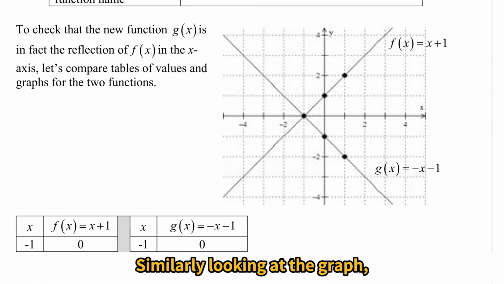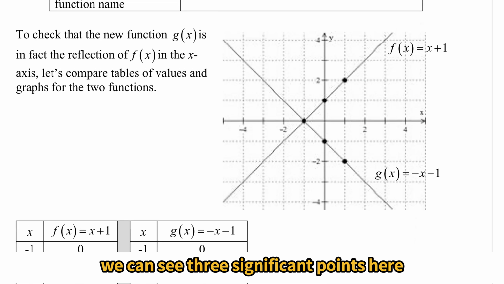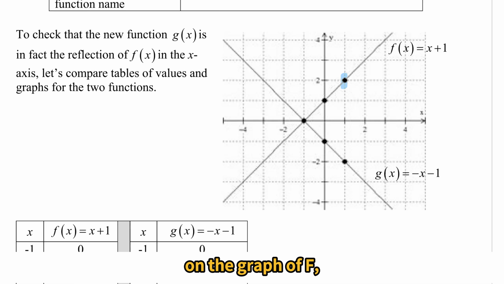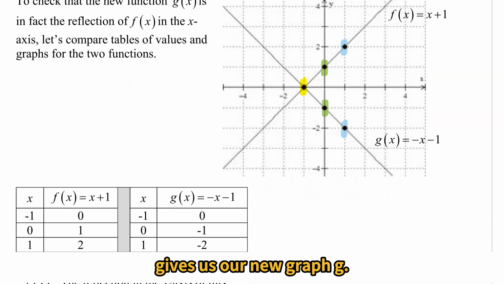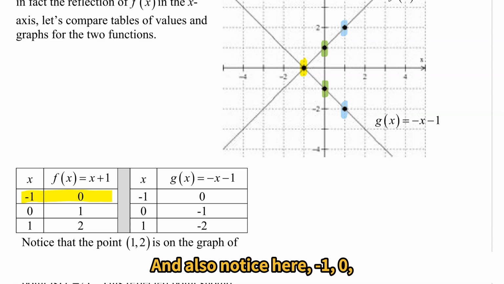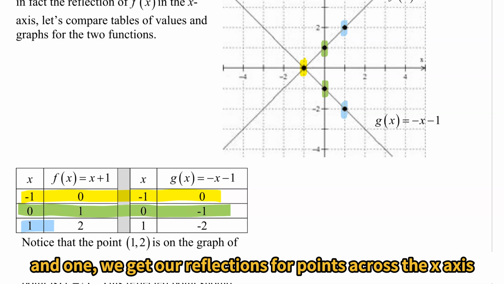Similarly, looking at the graph, we can see 3 significant points here on the graph of f, and its reflection across the x-axis gives us our new graph g. And also notice here negative 1, 0, and 1. We get our reflections for points across the x-axis.